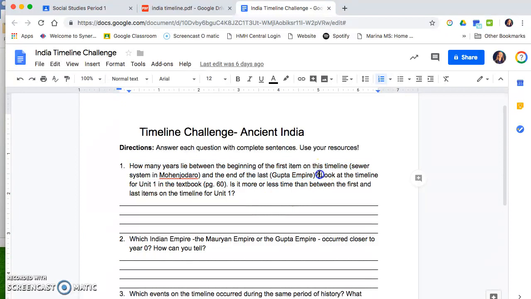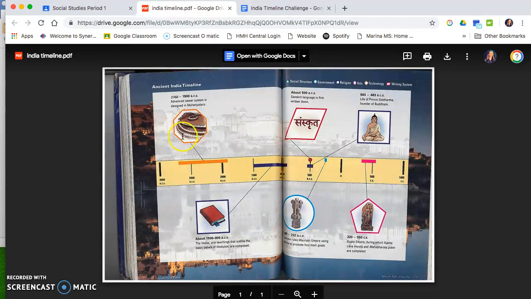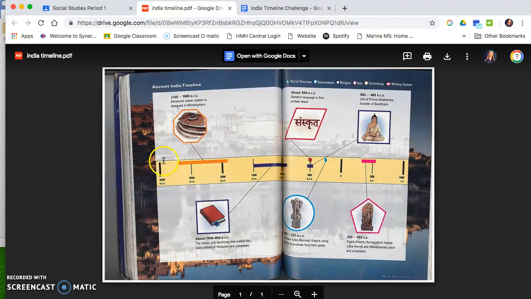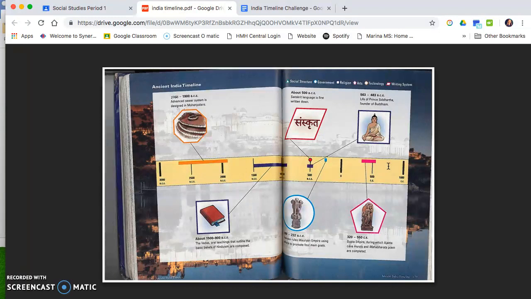Then there is a second part of the question, right? As sixth graders, we're getting more advanced in terms of our writing. So slow down a little bit and make sure you answer both pieces. Look at the timeline for Unit 1. So this is way back to the early humans that we read about. Is there more or less time between the first and last items on Unit 1? So in your textbook, you'll need to go back to that page 60 and decide. So from our sewer systems to the Gupta Empire is some amount of years, okay? Then you'll go back to your Unit 1 in your textbook and see from whatever their first item is to their last item is and see which has more years, okay?